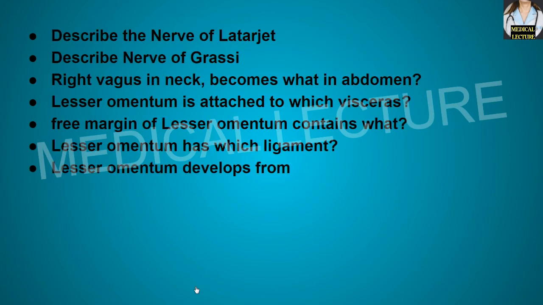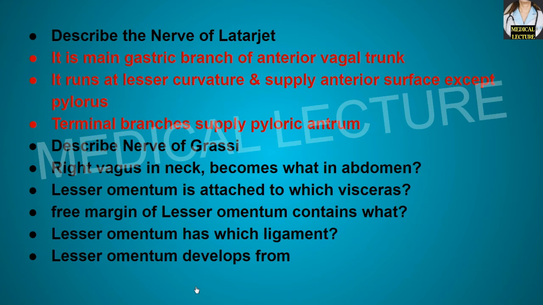Describe the nerve of Latarjet. The nerve of Latarjet is the main gastric branch of the anterior vagal trunk, and it runs at the lesser curvature and supplies the anterior surface except for the pylorus. The terminal branches supply the pyloric antrum.